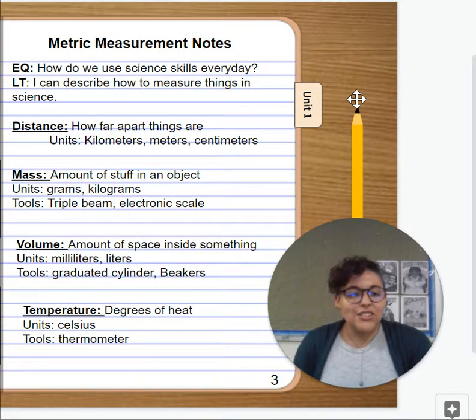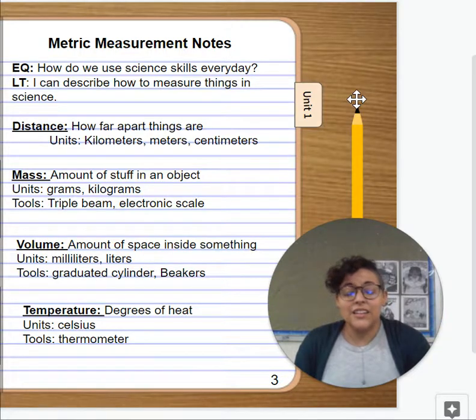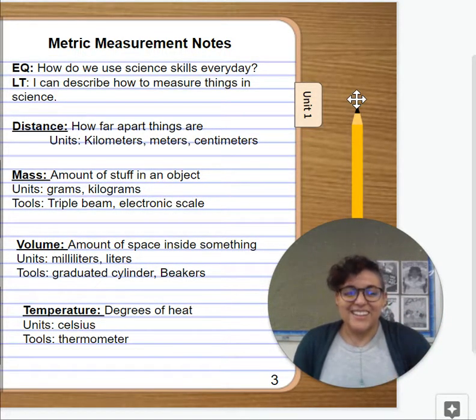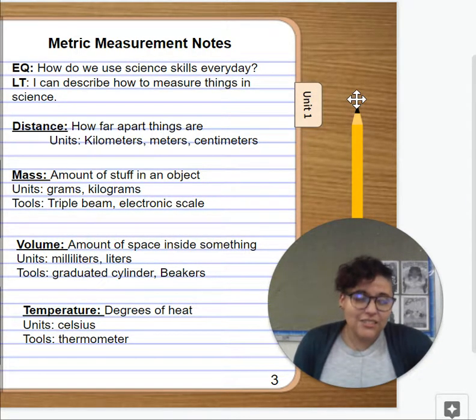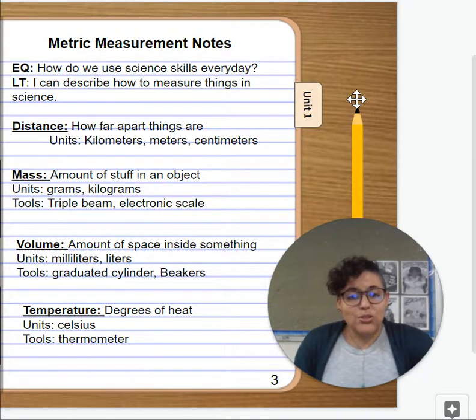Finally, temperature is the degrees of heat. You guys are very familiar with temperature. If it's 100 degrees outside, it's really, really hot. But that is in Fahrenheit. So instead, in science, we only use Celsius. So if you've been to other countries, you're probably familiar with Celsius. The tool we use to measure temperature is a thermometer.